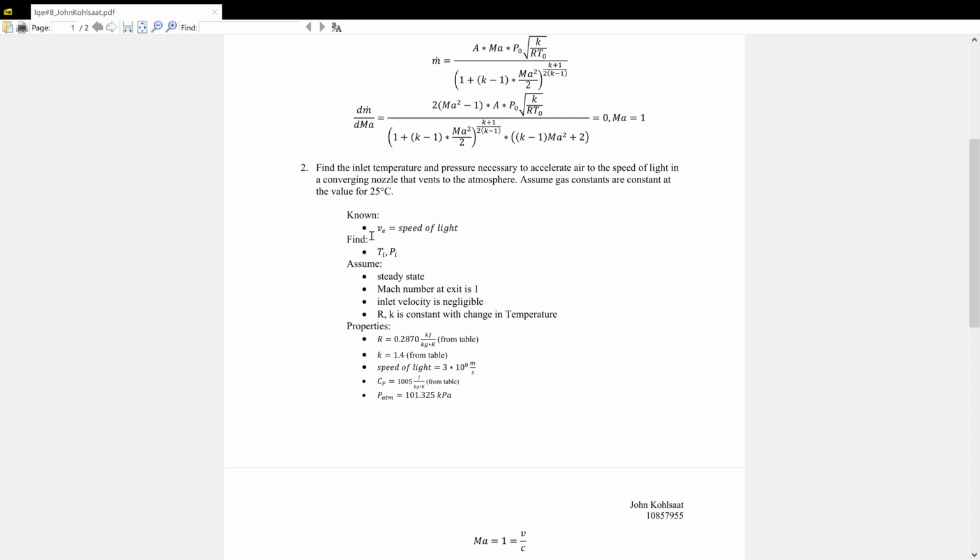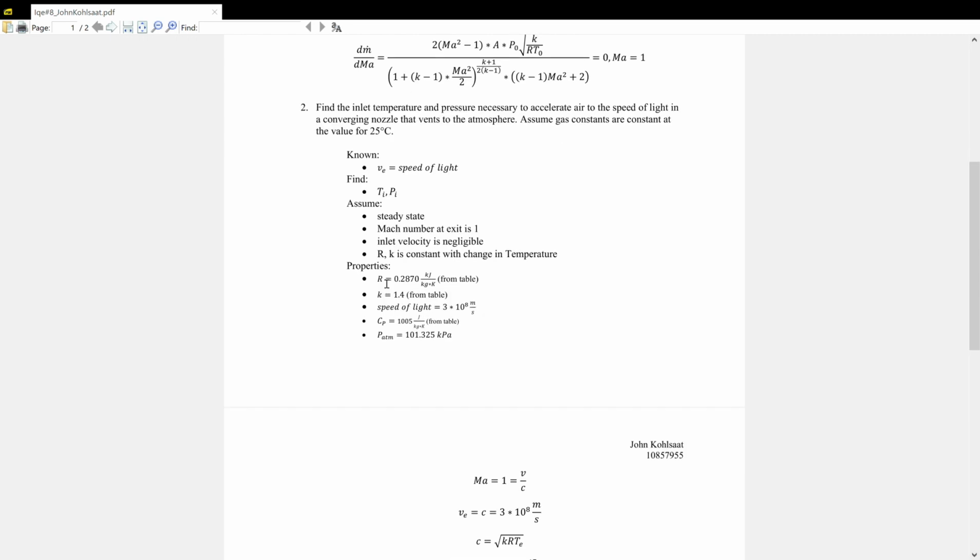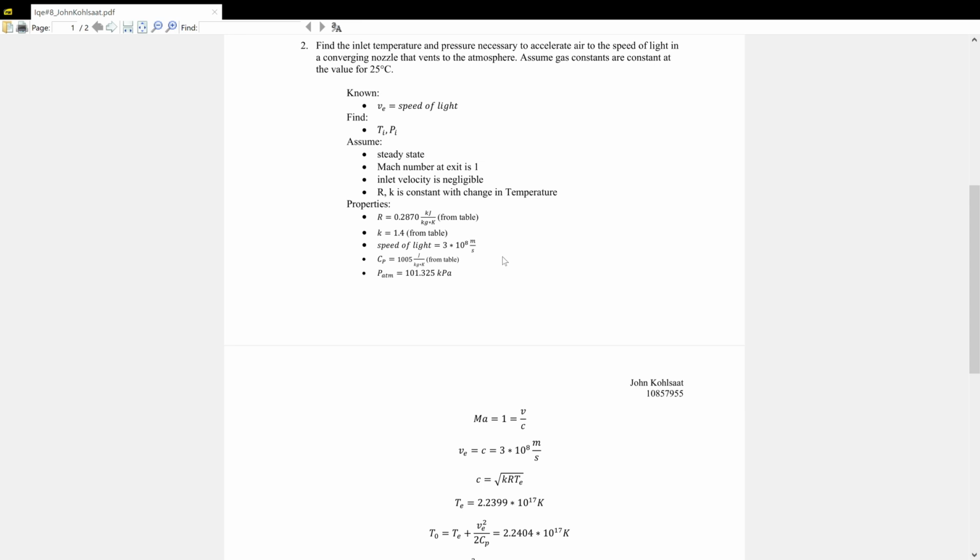And so we know that the exit velocity is the speed of light. We're told to find the inlet pressure and temperature. We can assume steady state. The Mach number at the exit is equal to 1. This is essentially to minimize the pressure and temperature differentials over the nozzle. We can say the inlet velocity is negligible because we're given no information about it, and that R, K, Cp, Cv are all constant with a change of temperature as set in the problem. We get all of our constants from the table, and the speed of light is 3 times 10 to the 8th meters per second, and atmospheric pressure is 101.325 kPa.